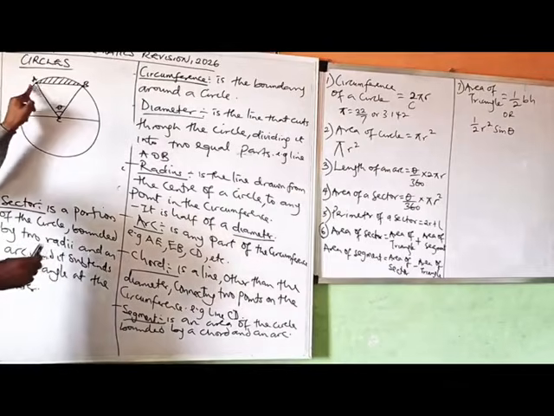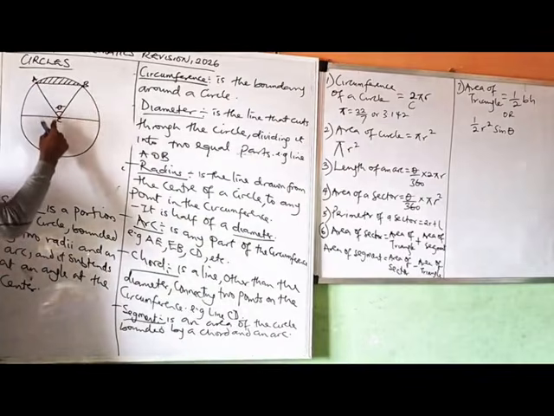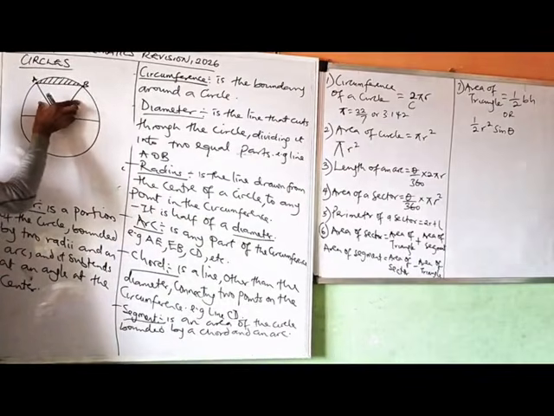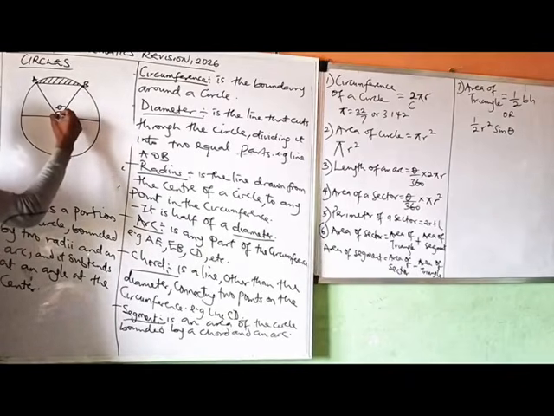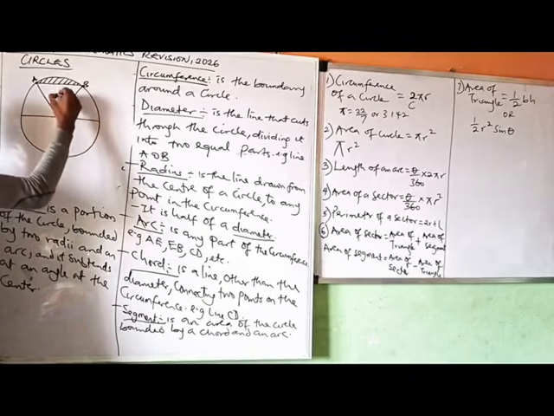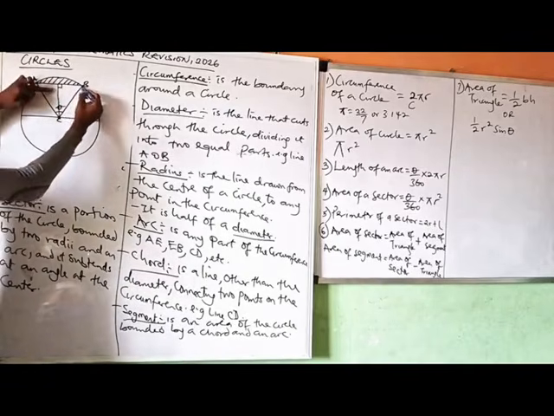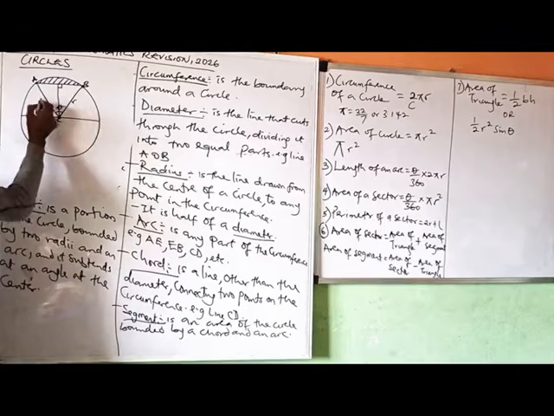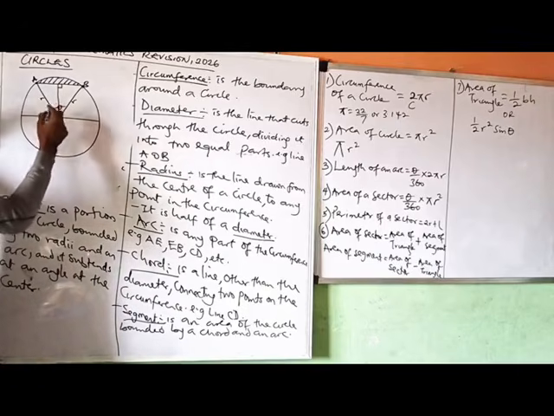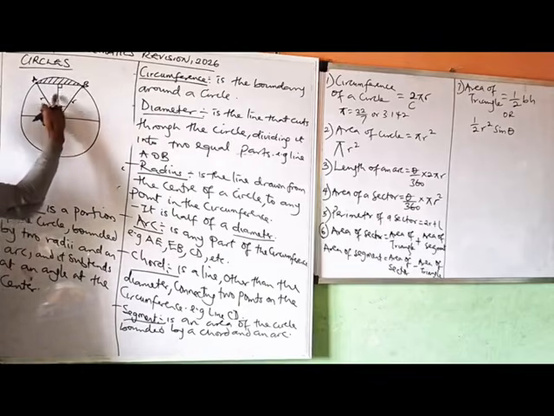If they ask you for the length of this chord, you are going to need to use this triangle to find the length of the chord. For example, if I divide this into 2, this forms a right angle here. Maybe they've given you this portion, which is the radius. This is a radius also, and maybe you have been given a line here too.